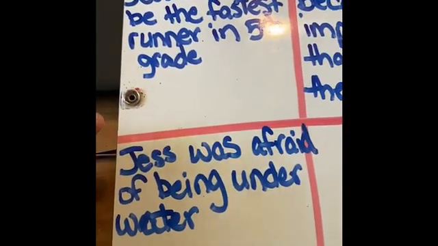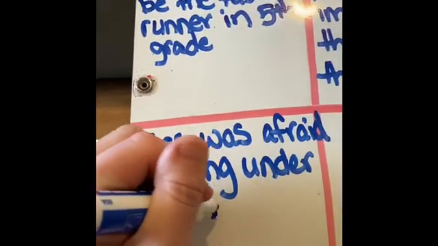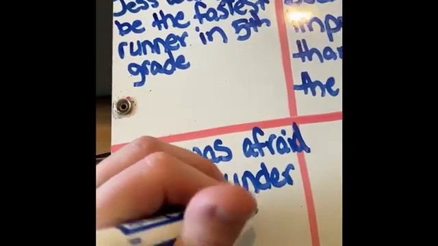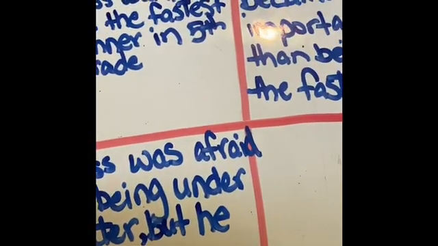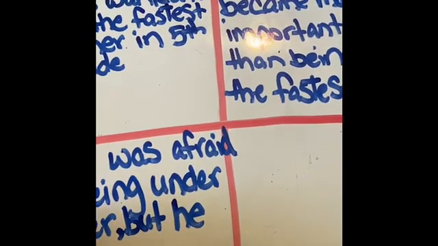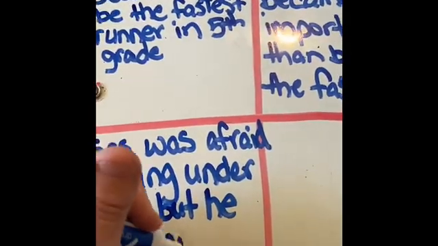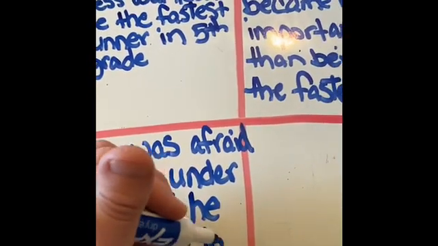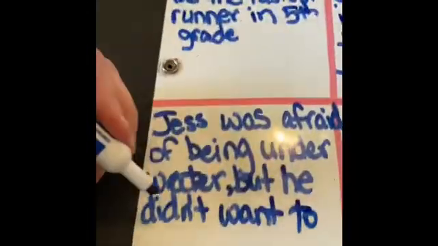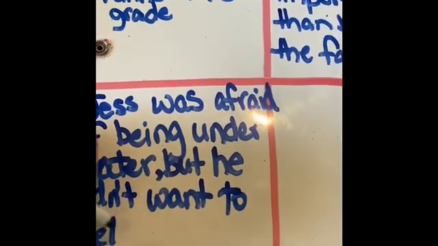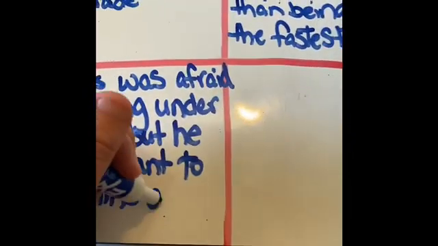This is an internal conflict, a fear he had. Right, he was afraid of drowning or of water, but he had this internal conflict because he didn't like feeling like a coward. What I took here was Jess was afraid of being underwater, but he didn't want to feel like a coward.